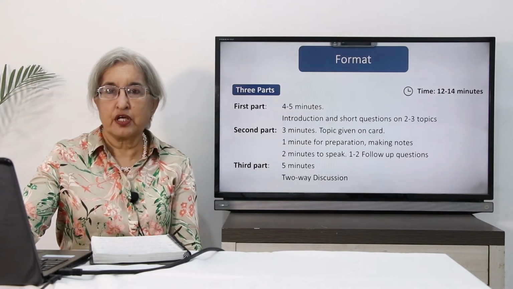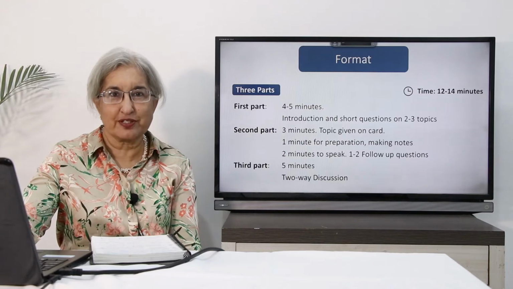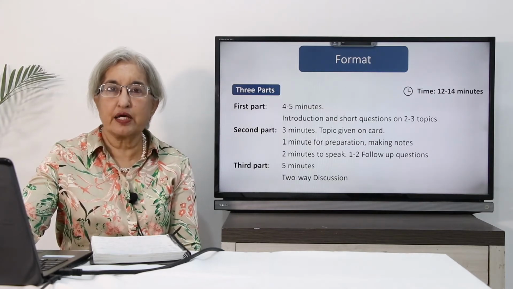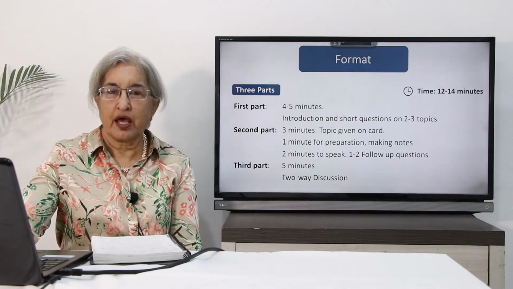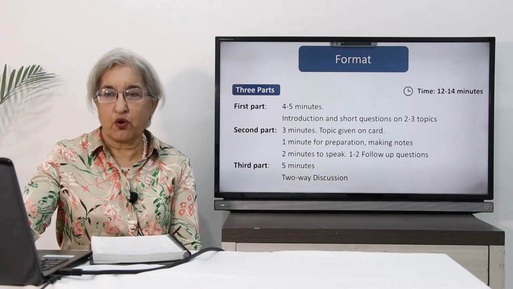After you finish, you must stop and then you will answer 1 or 2 follow-up questions. Do remember to use the entire 2 minutes for speaking. Do not finish sooner. And also, in your preparation, think of a good concluding sentence to your 2-minute talk.